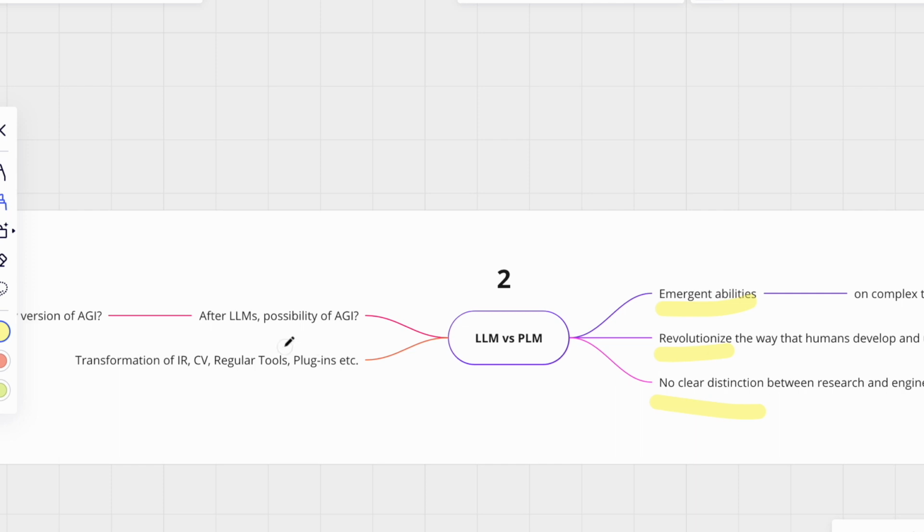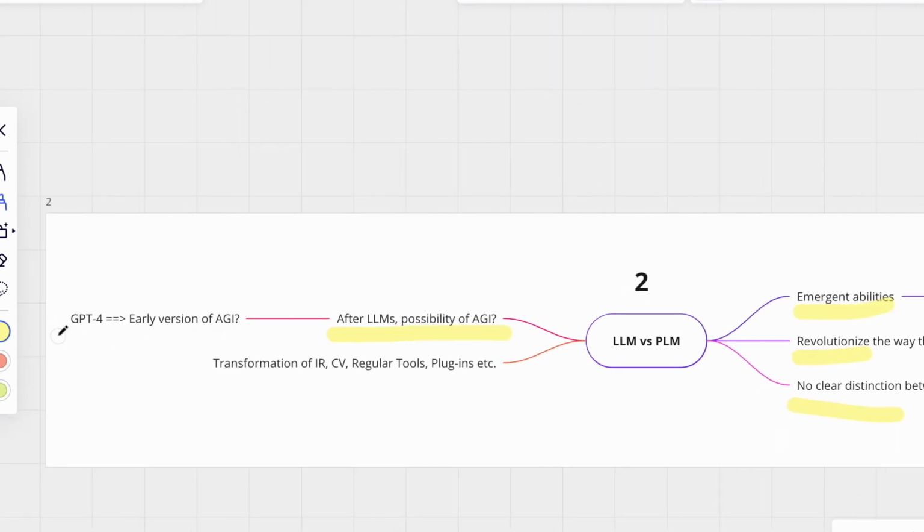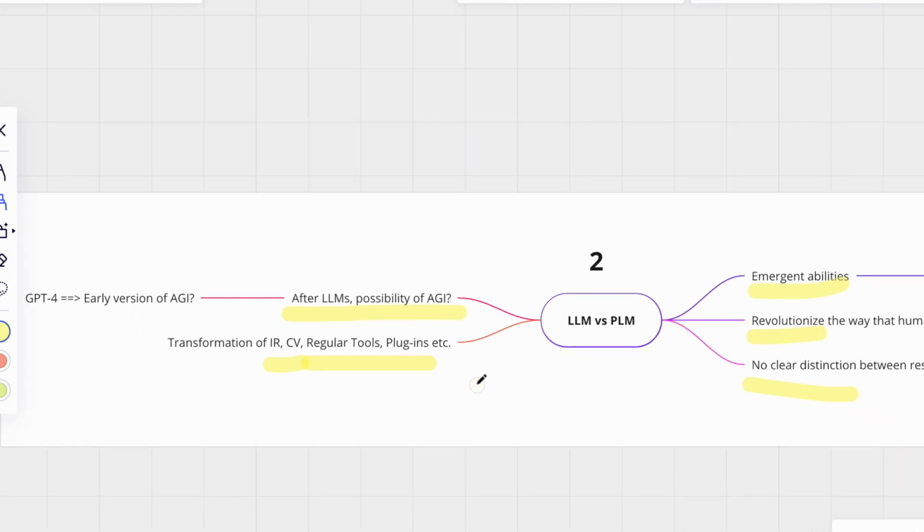Also, after LLMs, the possibility of AGI, artificial general intelligence, is being discussed, and for example, GPT-4 is accepted as an early version of AGI. Even this early version of AGI is quite powerful and it is transforming everywhere, not only the AI community. You can also see that after these LLMs, information retrieval, computer vision, and regular tools, plugins, and browser extensions are also changing. Today, instead of only Googling, we can use these LLMs to retrieve information and find our answers.